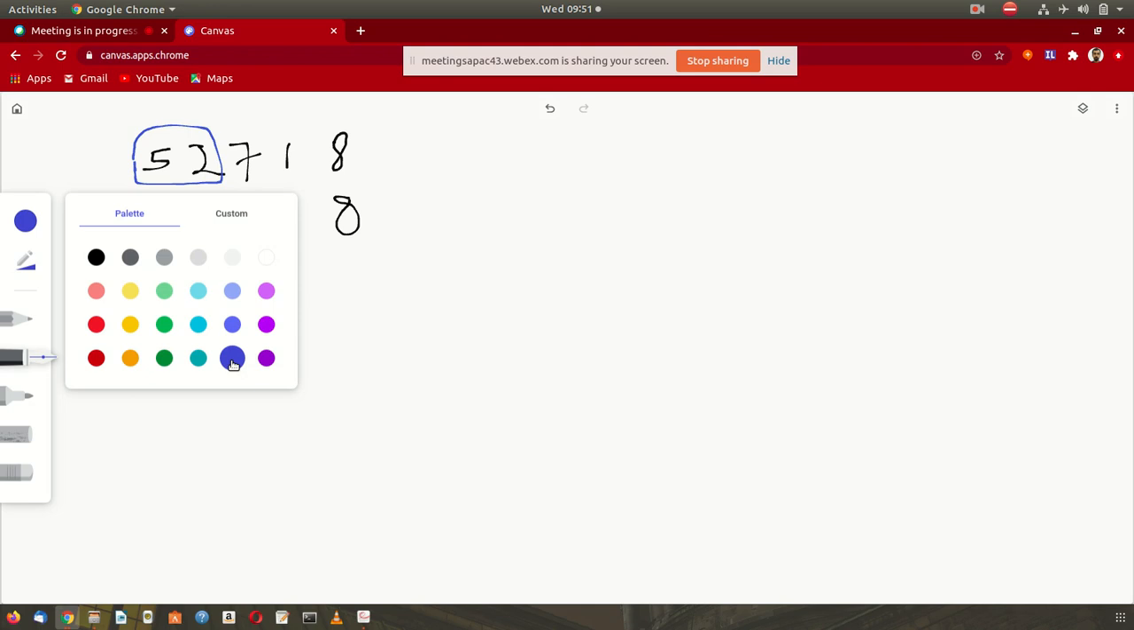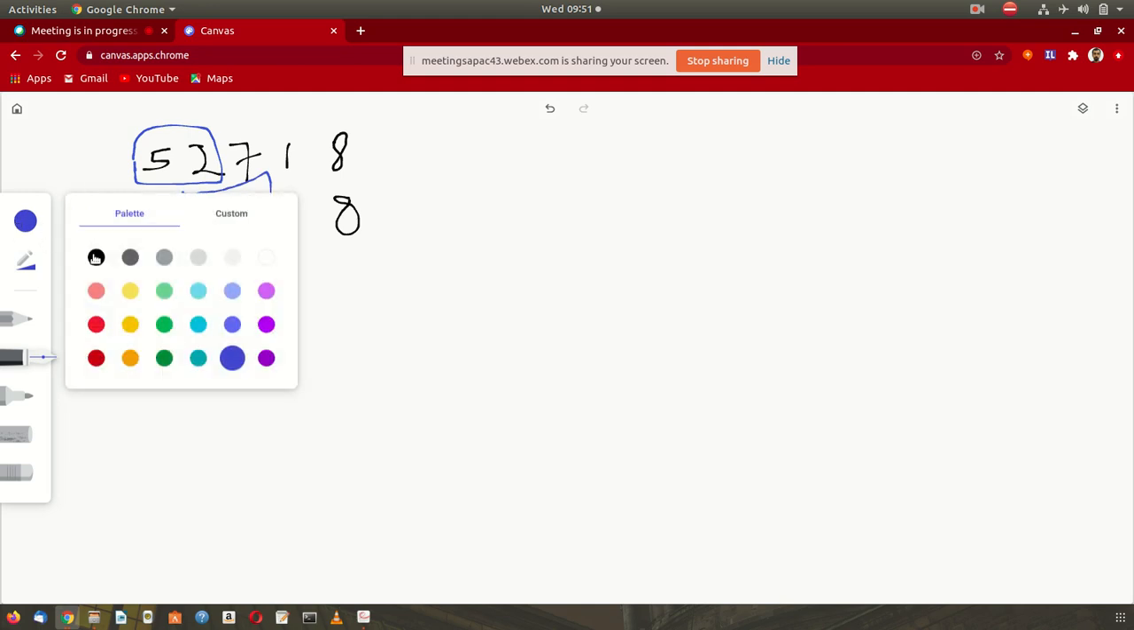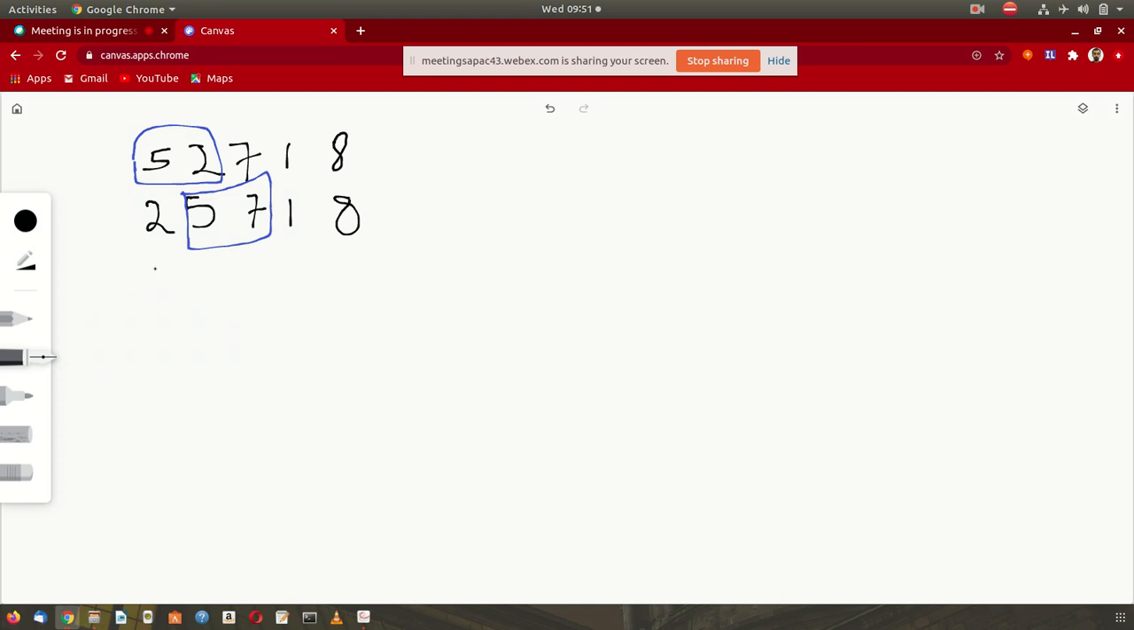Then the next time you have to do the same thing for 5 and 7, two numbers at a time you have to take. So 2 will be written as it is, then 5 will be written as it is, because 5 is the smaller number. So the smaller number comes on the left hand side, the bigger number comes on the right hand side. So 5 and 7, it is already very nicely in order, so like this. And the numbers that are not in this blue box, you write them as they are.